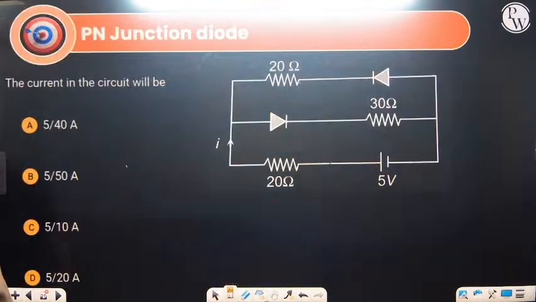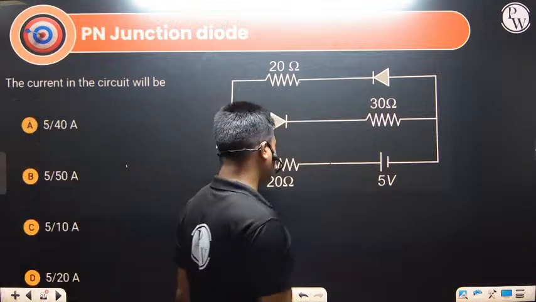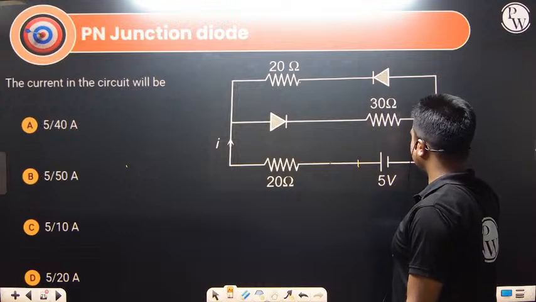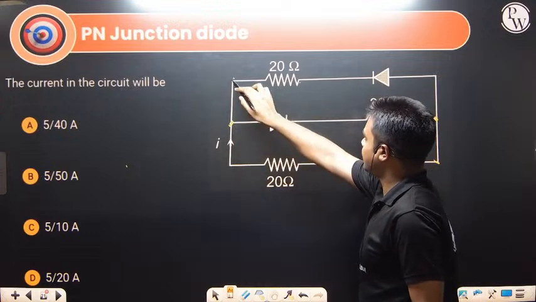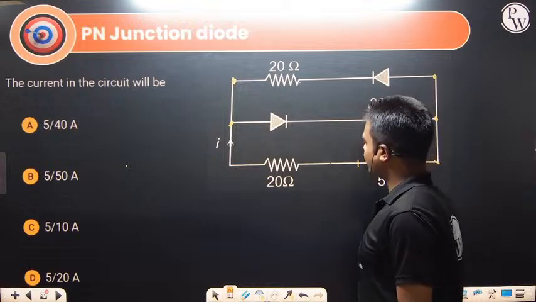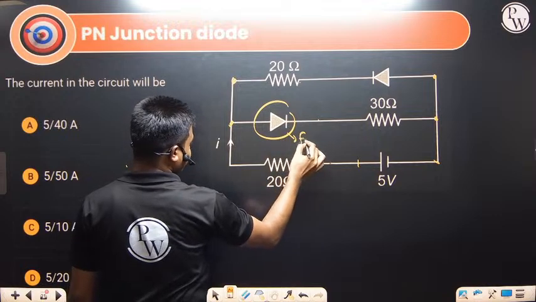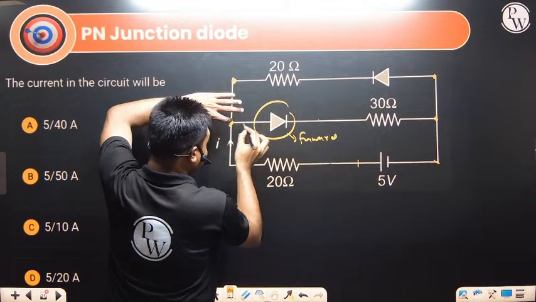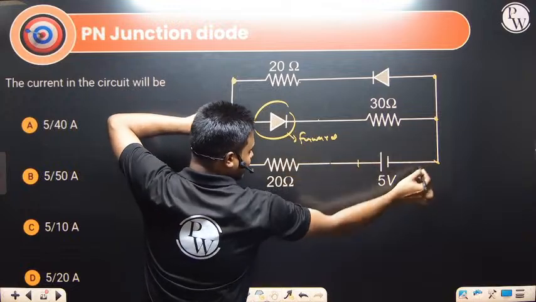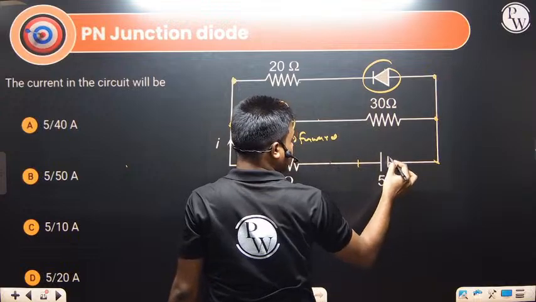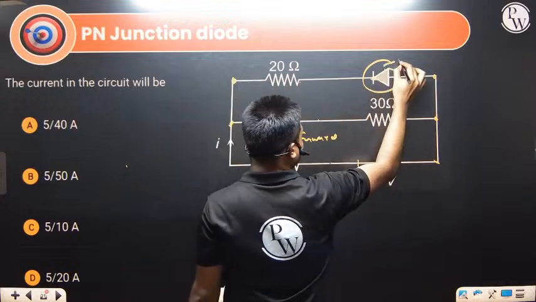Next, the question is coming from forward bias and reverse bias. Let's check which one is forward bias and which one is reverse bias. This is higher potential and this particular point will be lower potential. This is forward bias because the P type is connected to higher potential and the N type is connected to lower potential. This is reverse bias because the P type is connected to lower potential and this is connected to higher potential. So this one is reverse bias.